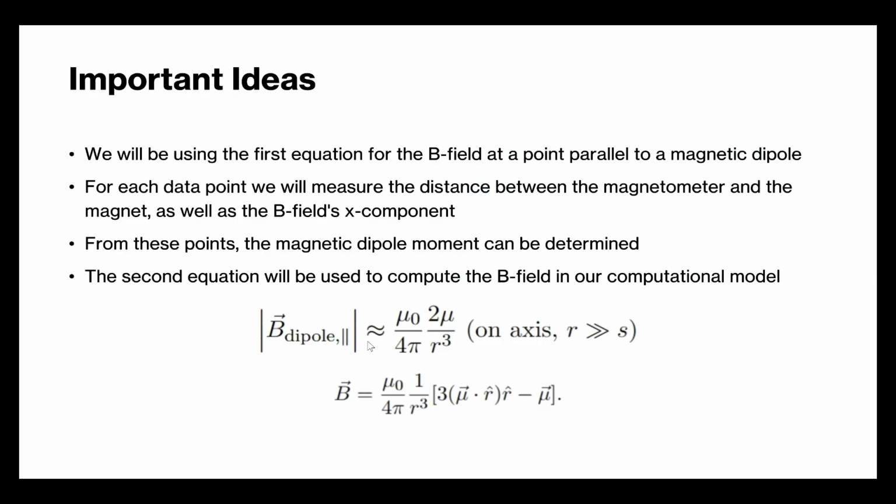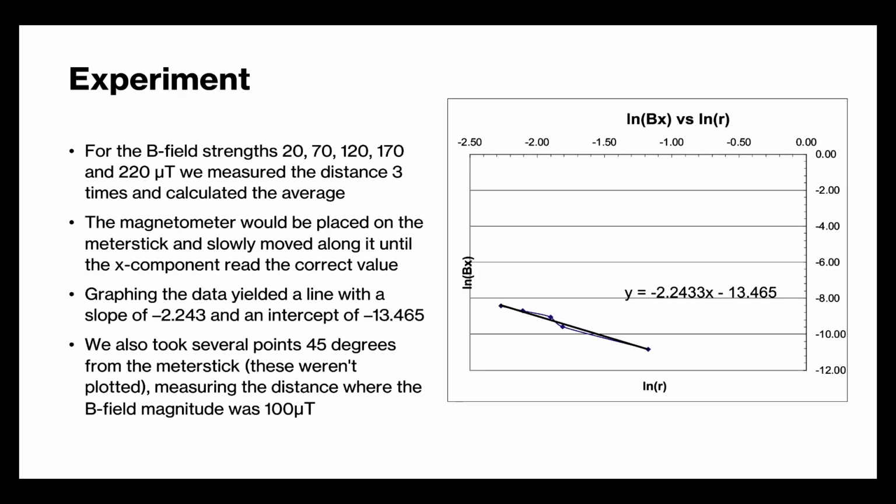The B field due to a dipole on axis parallel to the dipole moment. By measuring the distance and the B field's x component at a bunch of points, we can graph those points to calculate the dipole moment mu. The second equation we will use to compute the B field in the computational model.